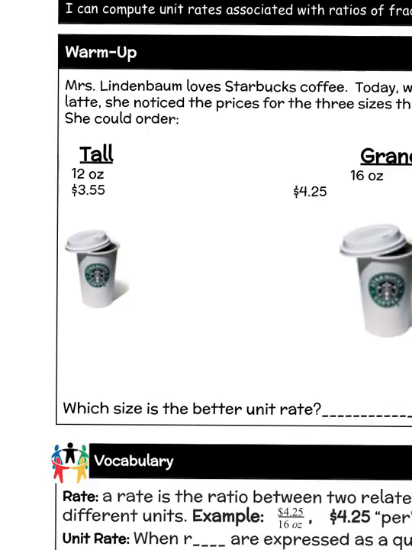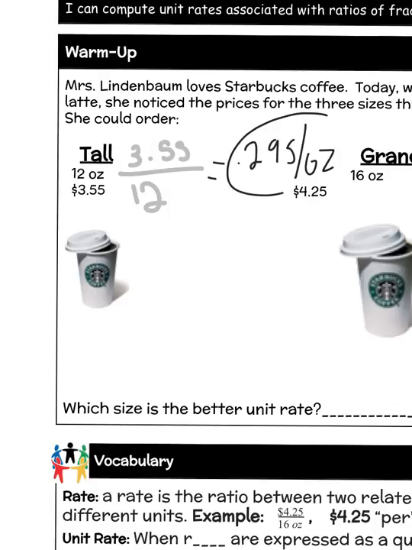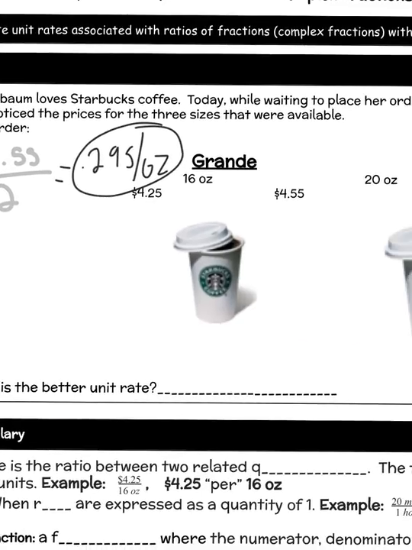So we'll always put the money on the top. So we'll divide $3.55 by 12 ounces. Oh, I accidentally used the highlighter there. Okay, so $3.55 divided by 12 ounces equals 0.295 or 0.29 cents per ounce. So that's the price for the tall.